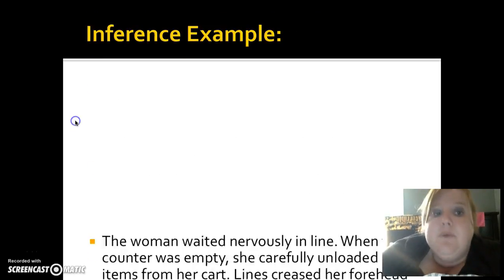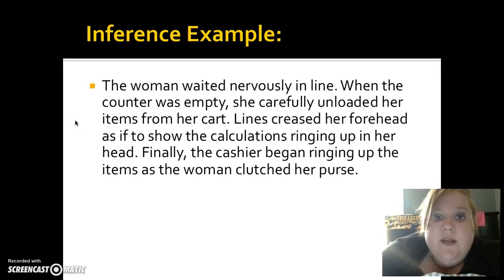Here's an inference example. The woman waited nervously in line. When the counter was empty, she carefully unloaded her items from her cart. Lines creased her forehead as if to show the calculations ringing up in her head. Finally, the cashier began ringing up the items as the woman clutched her purse.